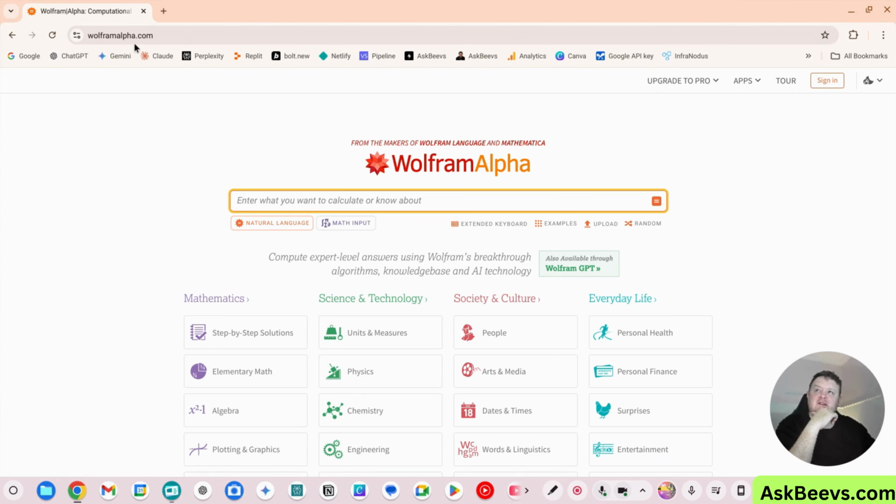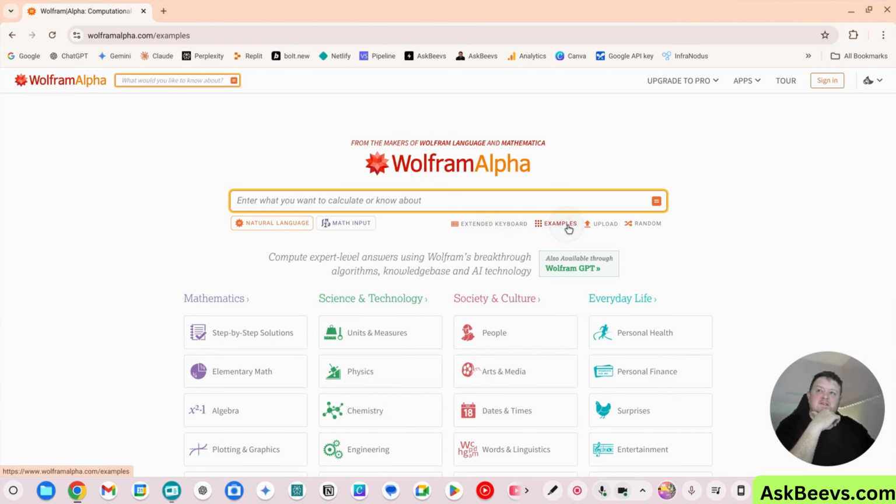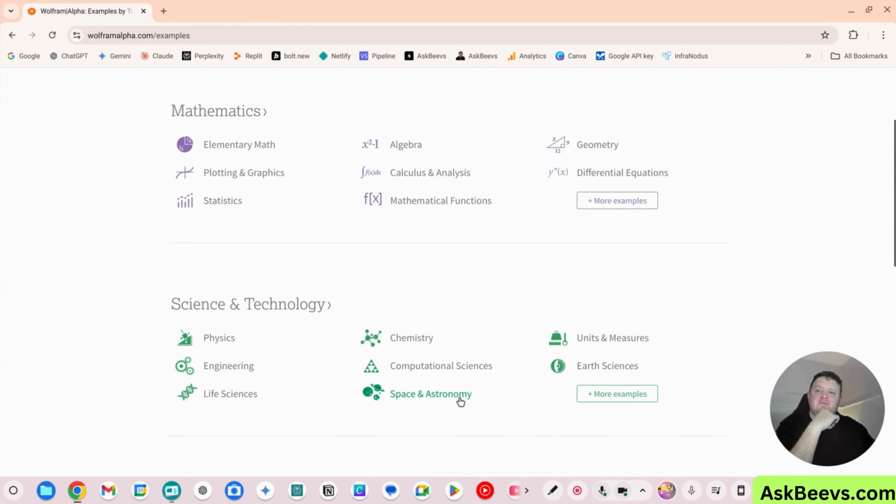So this is it here, wolframalpha.com. You can actually put things in natural language or in a math input. You can do an extended keyboard with mathematical inputs. We have some examples here.